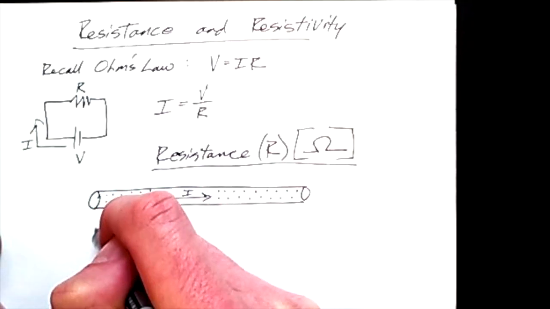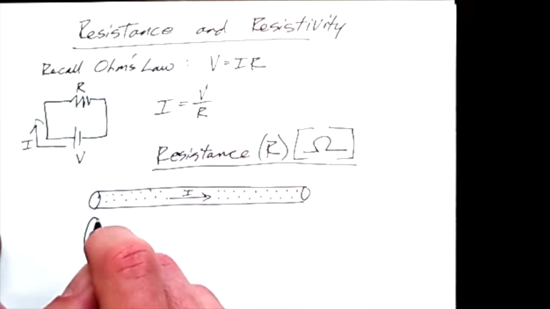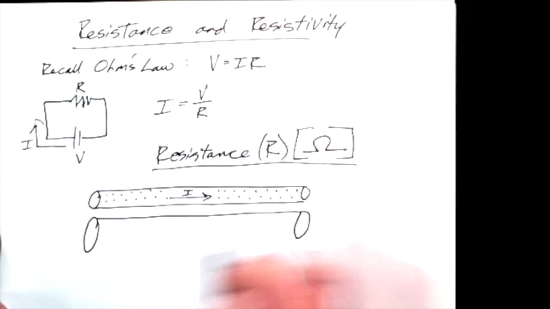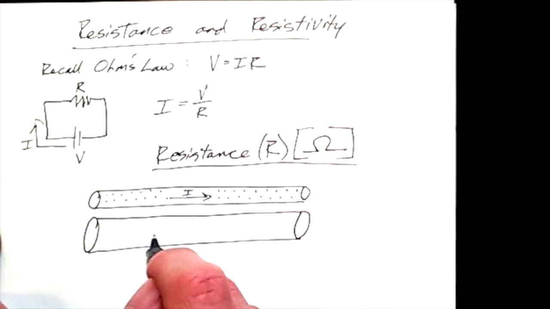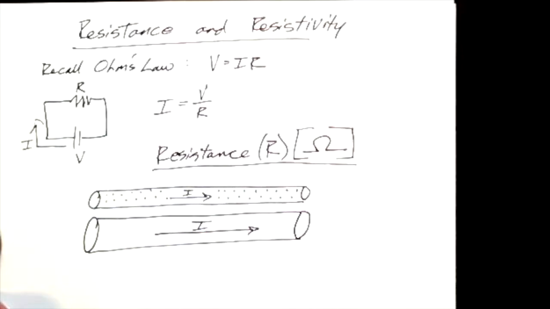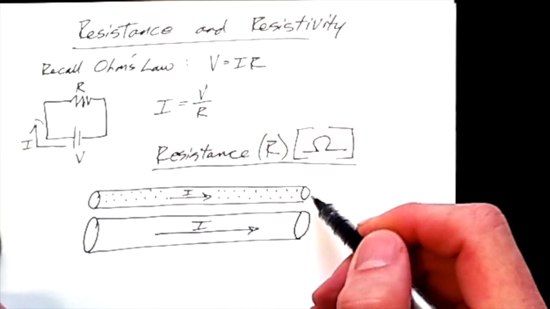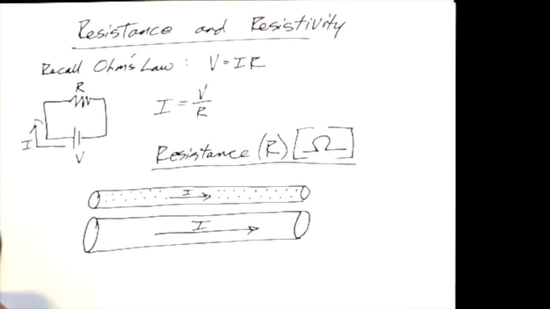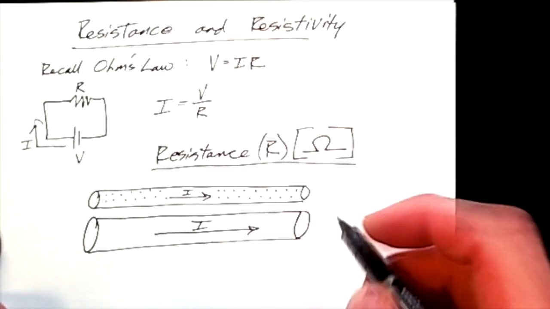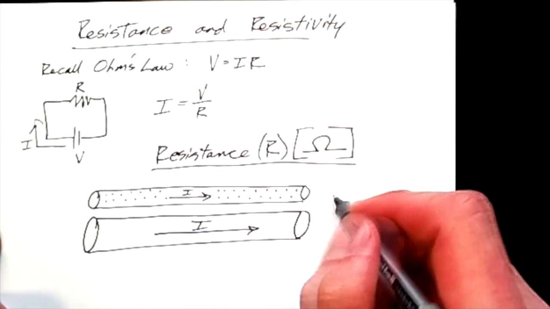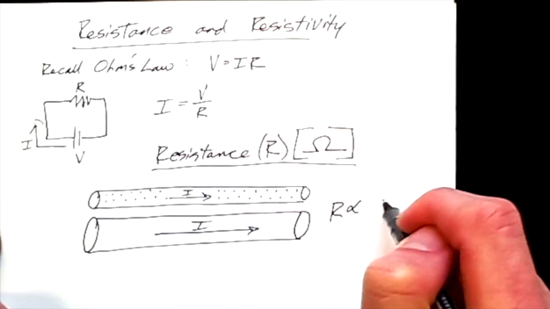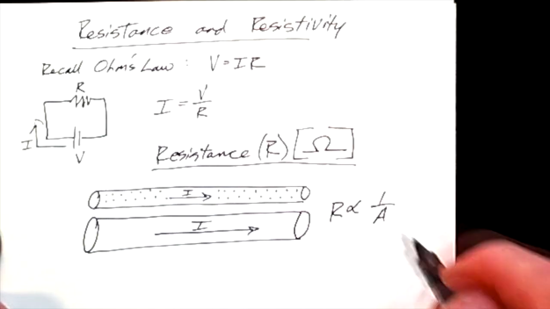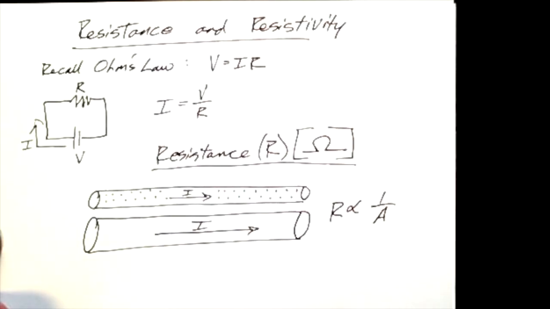So if I increase the space for those electrons to travel, then it stands to reason that the current would increase as well, or at least be capable of moving faster, which means that when we move from a smaller diameter to a larger diameter, the resistance actually decreases. And so what we see through a simple experiment here, and you could test this in a number of ways, is that R is inversely proportional to the cross-sectional area of the material through which the current is flowing.